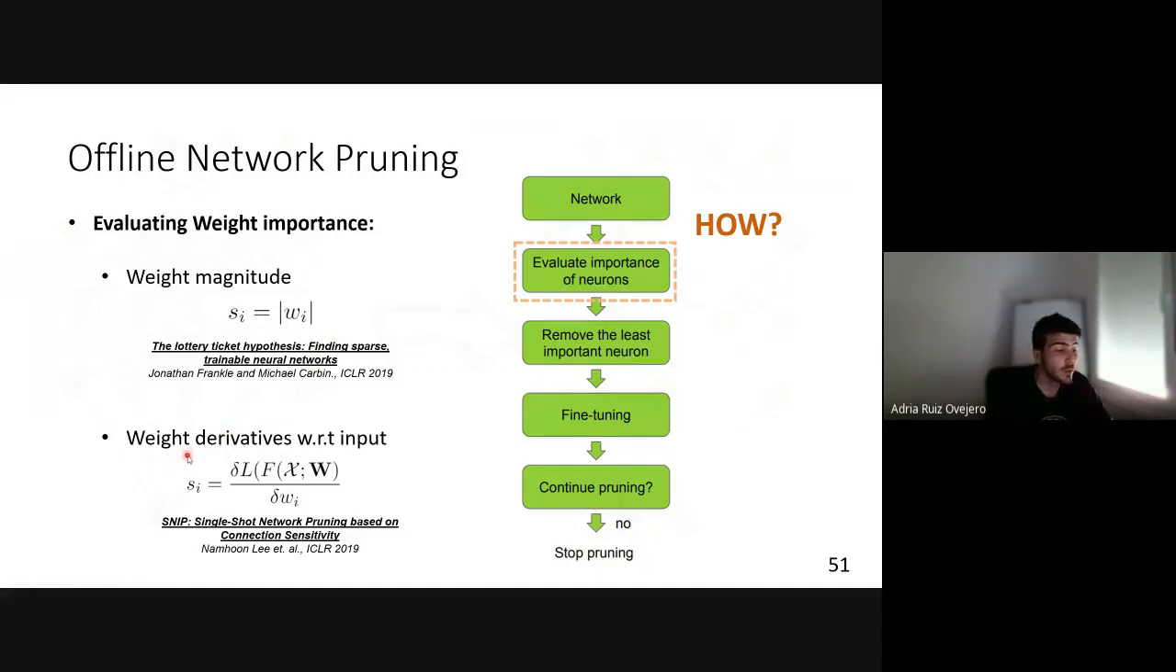And then what we can also do is to use, instead of these weights, the weight derivatives. Basically, we compute the derivative of the loss over our training set or validation set with respect to each of the parameters in the network, because intuitively this derivative gives us information about how much the output of our network will change if we change these parameters. So it's quite reasonable to think that this can be used as an importance score for the weight, to know if we can freely remove it from the network or not. So this is the idea of offline network pruning.